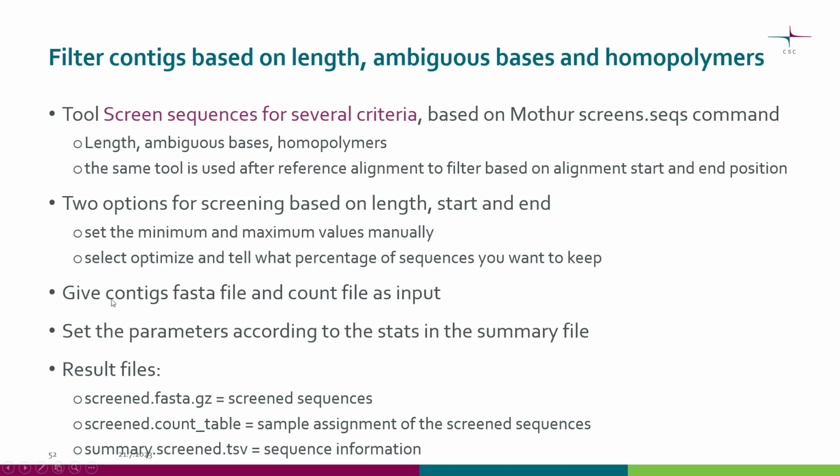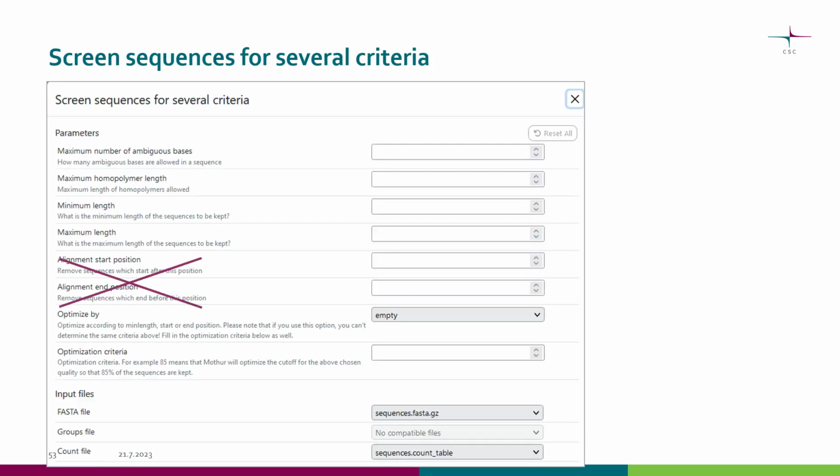As input, you need to give the contigs FASTA file and the count file. For the parameters, please check the summary file you got from the earlier steps to understand what length and homopolymers and ambiguous bases you have in your data. The result files are the screened sequences in a FASTA file and an updated count table. You will also get a summary. So the tool looks like this.